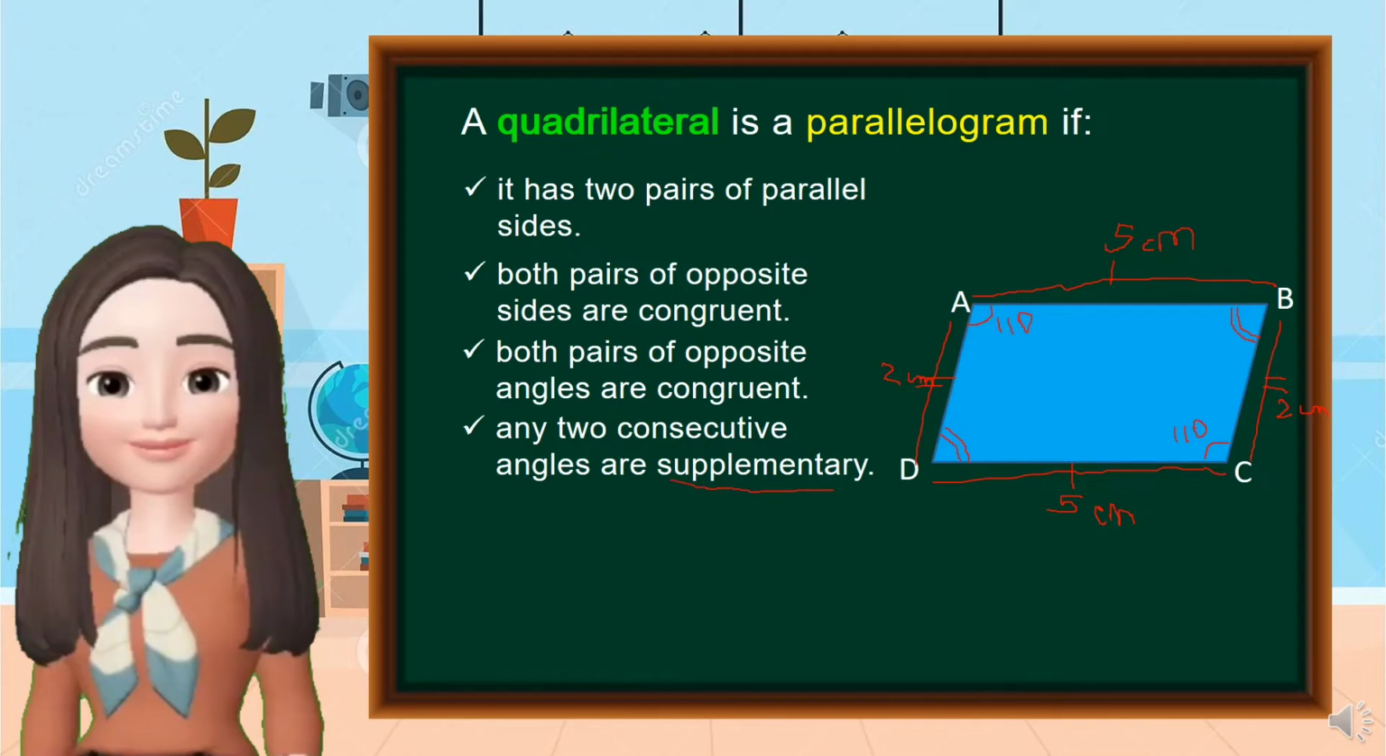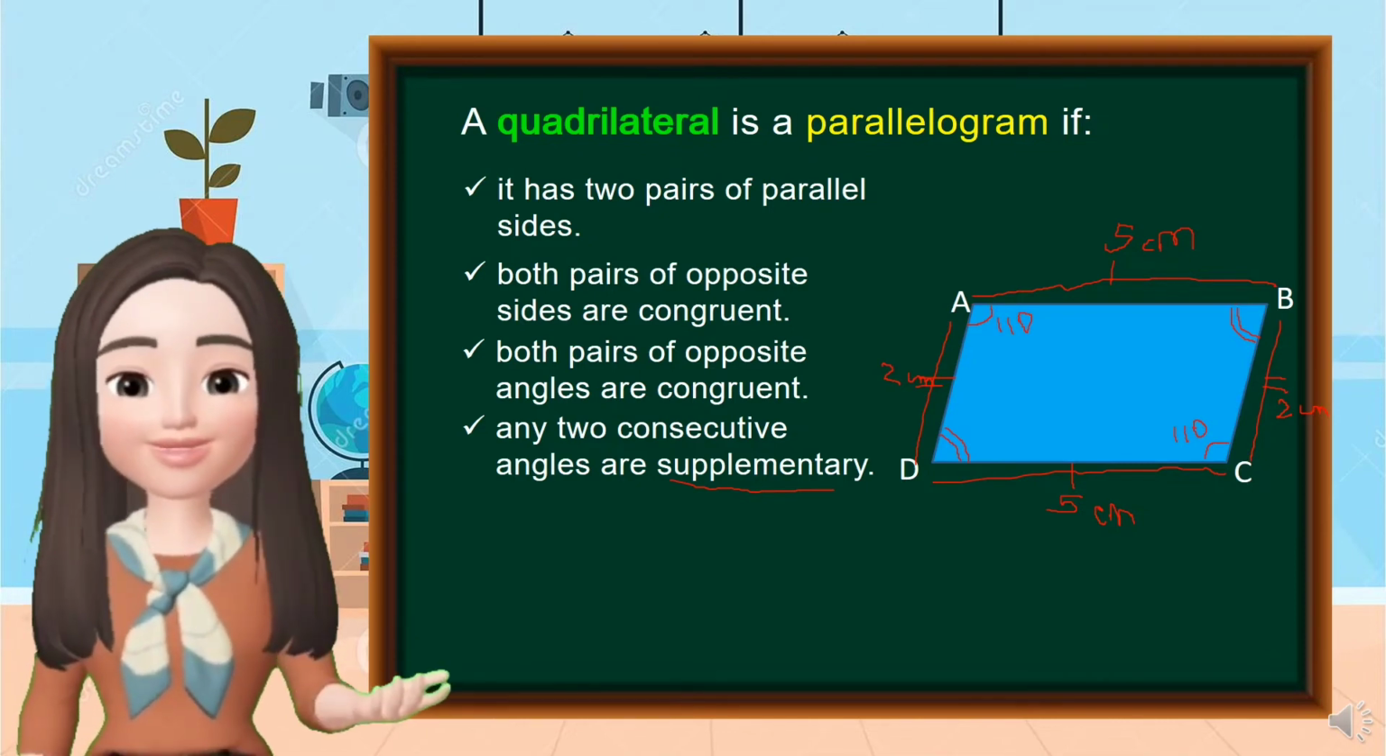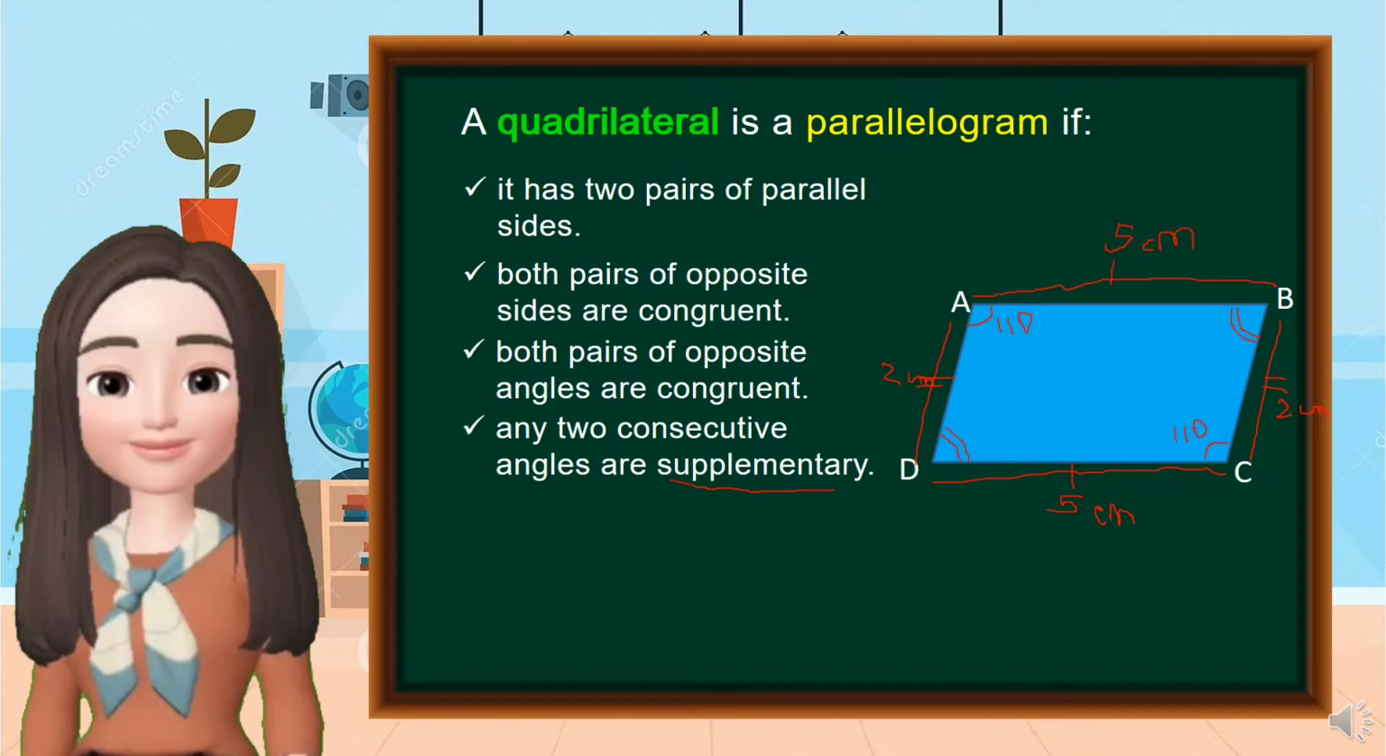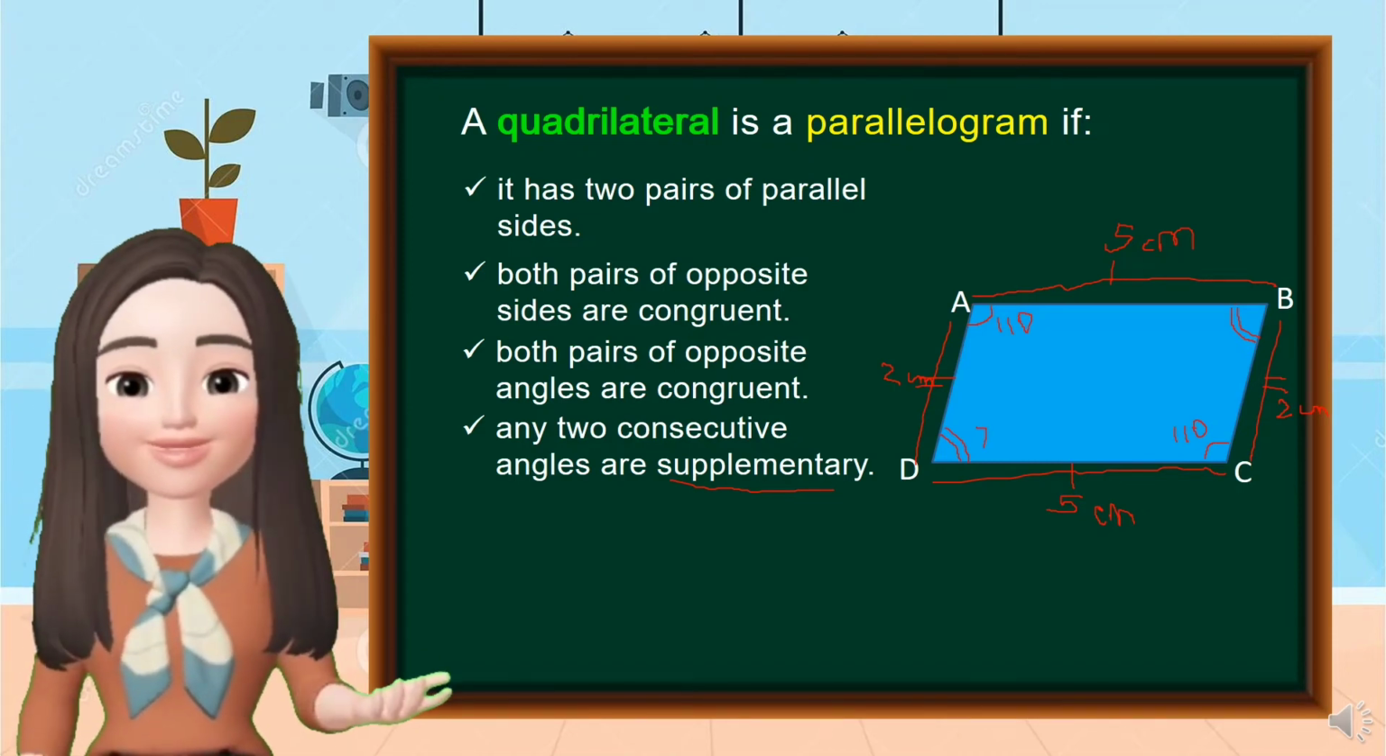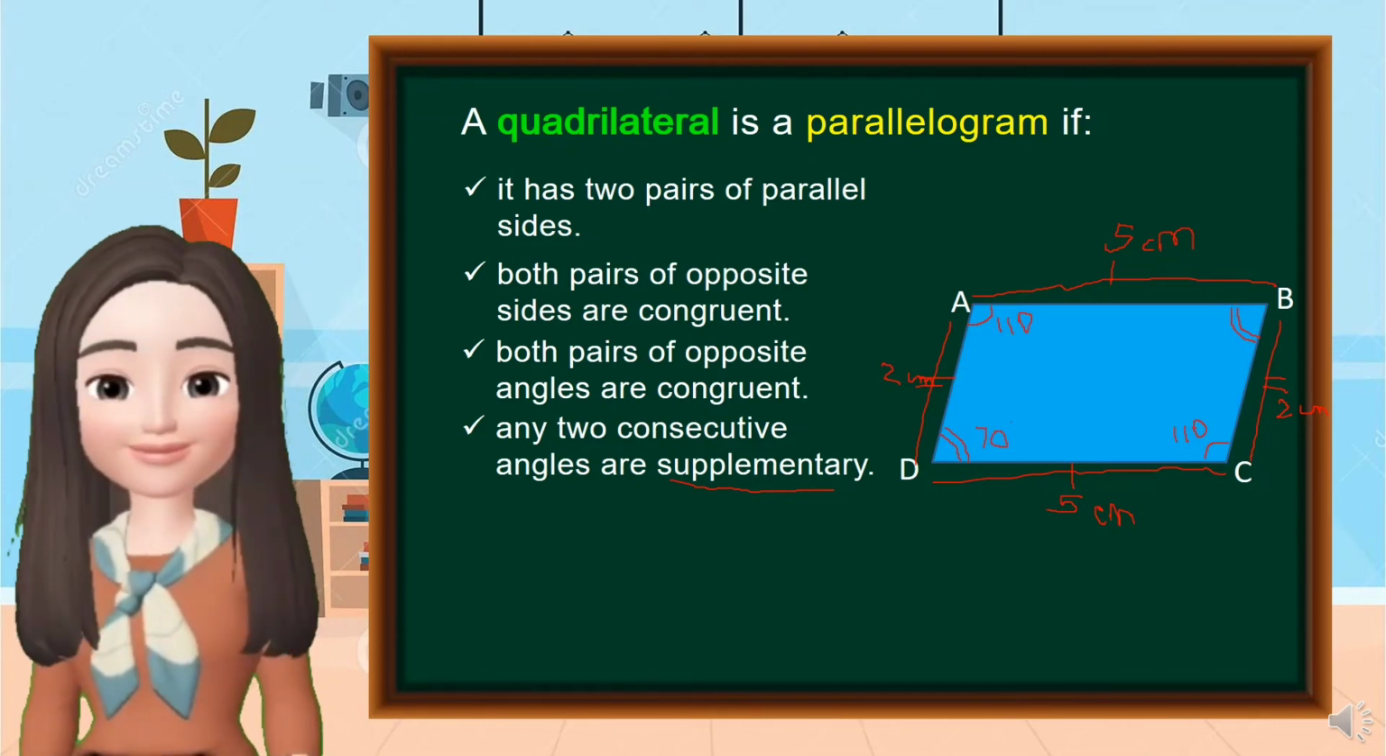So another condition or another property, any two consecutive angles are supplementary. Again, when we say supplementary, the sum of their measurements should add up to 180 degrees. Kung ang ating angle A ay 110, ang consecutive angle ng ating angle A is angle D. Since they are consecutive angles, what is the measure of angle D? Alright, very good. So, 70 degrees. Paano po natin nakuha ang 70 degrees? I-minus po natin sa 180 ang ating angle A, which is 110. So, 180 minus 110 is equal to 70 degrees. And 110 plus 70 degrees is equal to 180 degrees.